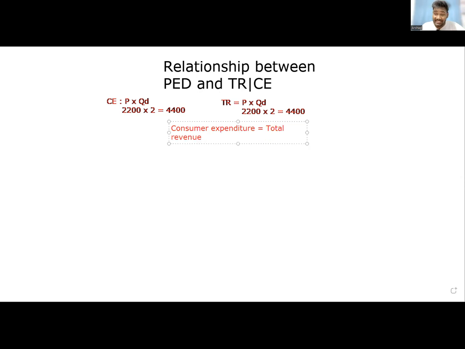If there is a tax and all, then it becomes a little different. But here we don't talk about taxes. In a simple context, the consumer expenditure is equal to the total revenue of the producer. Any questions on that?